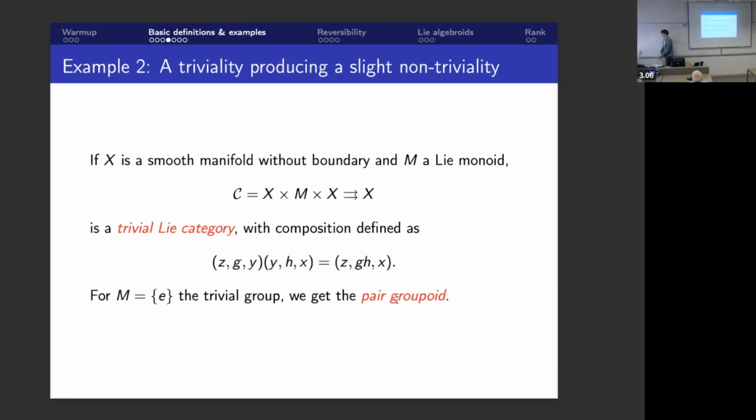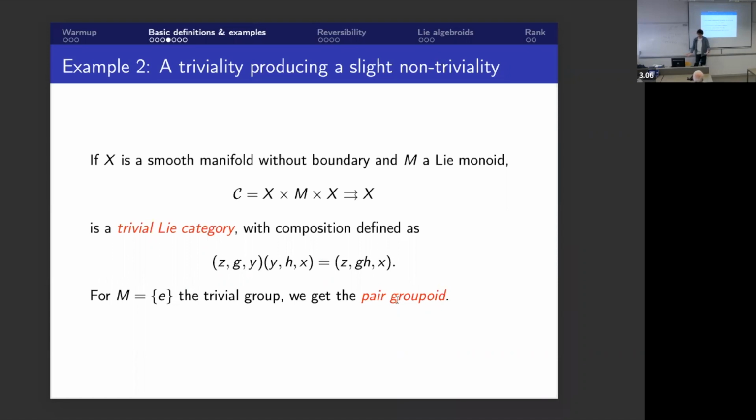The second example is a kind of a trivial one. So you take any smooth manifold X, any Lie monoid M, and form the following product: X times M times X. And this is going to be our set of all morphisms. Now we have to tell what the structure maps are. What's the source map? What's the target map, etc. The source map is just going to be projection onto this vector. Target map is just going to be projection onto this vector.